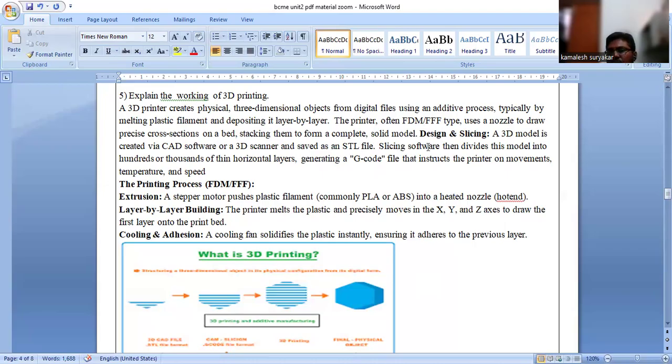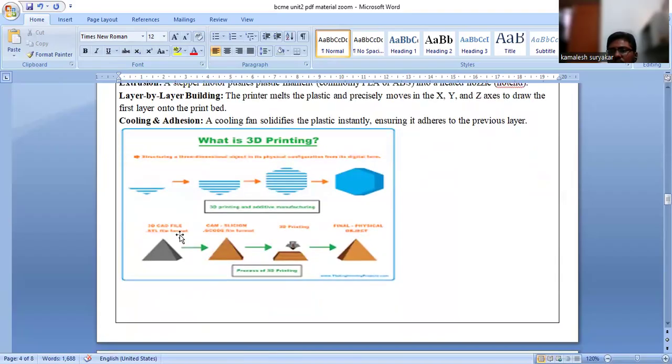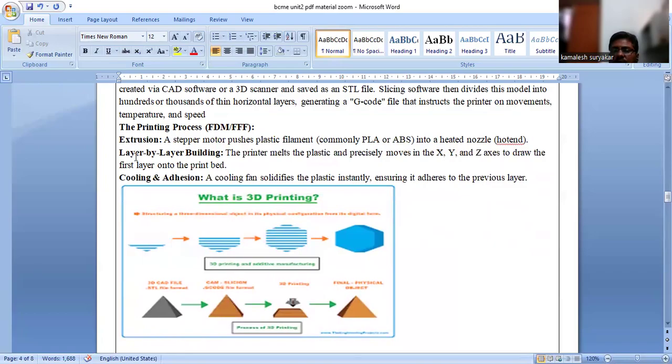Now the slicing software divides this STL file into hundreds and thousands of thin horizontal layers. It generates a G-code file which instructs the printer on movement, temperature and speed. So the movement is going to be printed as 3D motion. The printing process involves extrusion, layer by layer building, cooling and addition.